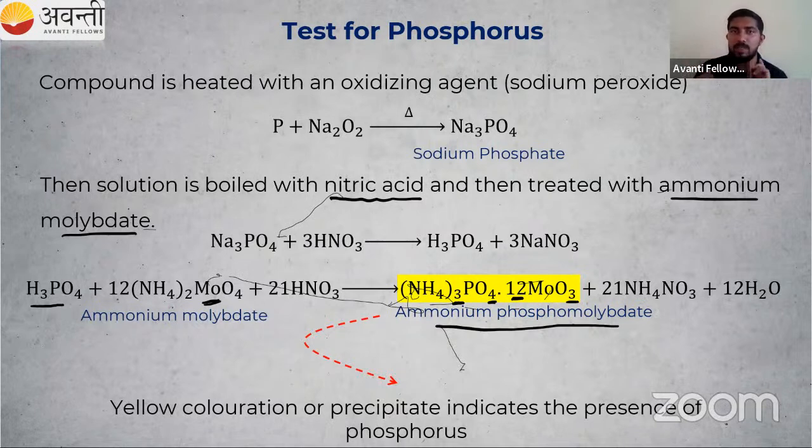So for halogens we have studied. For phosphorus we have studied. For nitrogen we have studied. For sulfur we have studied. For carbon and hydrogen we have studied. So these are the detection methods.